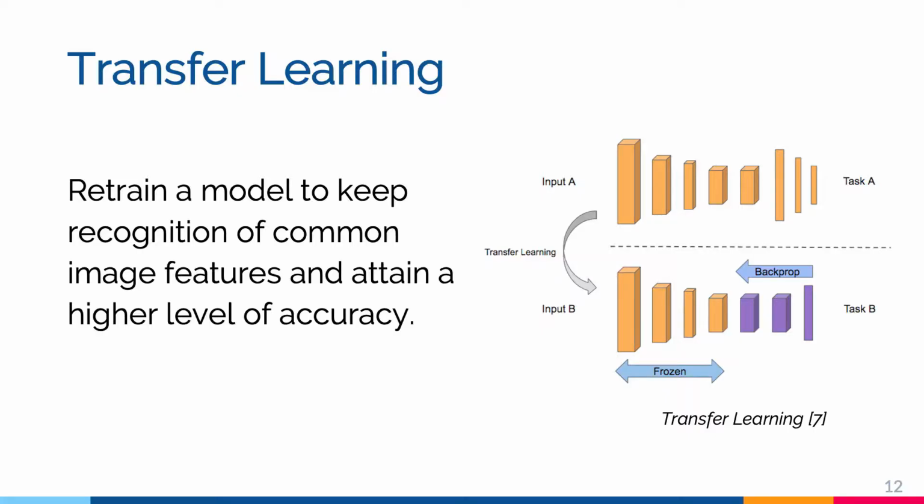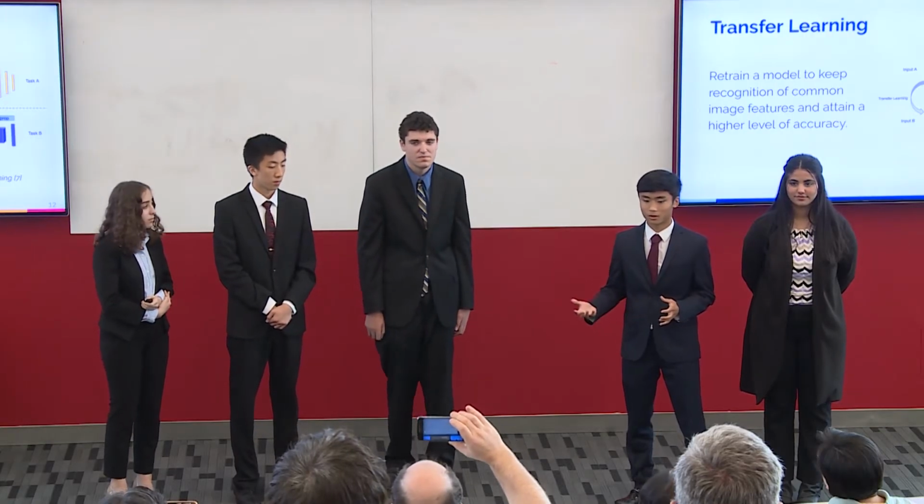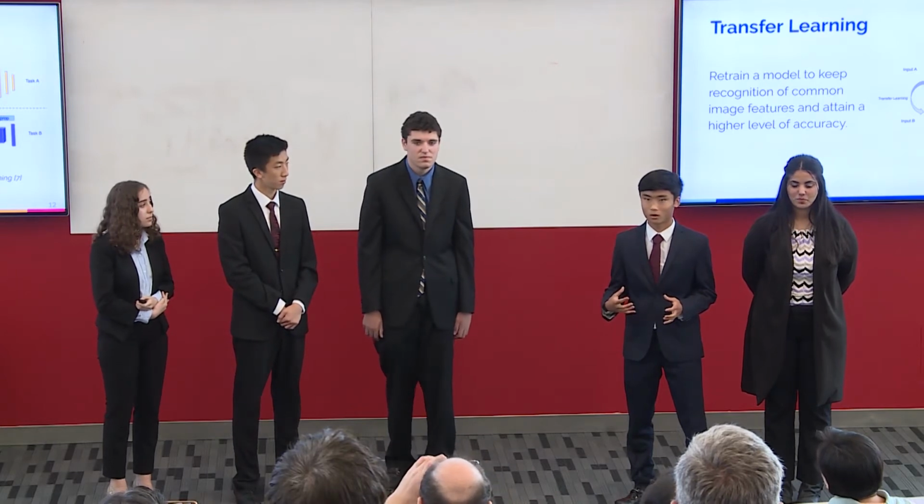As you can see in this diagram on the right, the model on the top was trained on task A and was retrained on task B. The way this is done is the earliest layers of the network are kept constant, while the final layers, which perform the highest level feature recognition, are retrained.